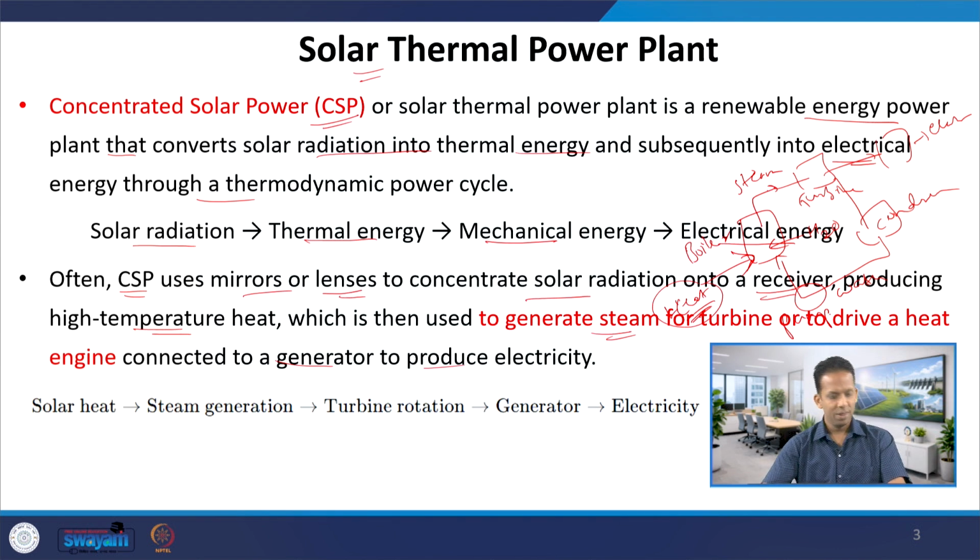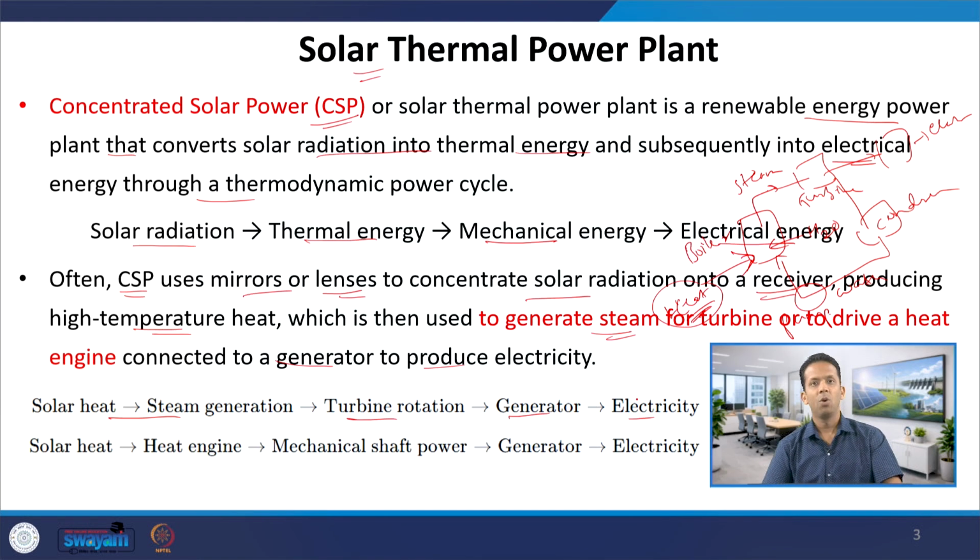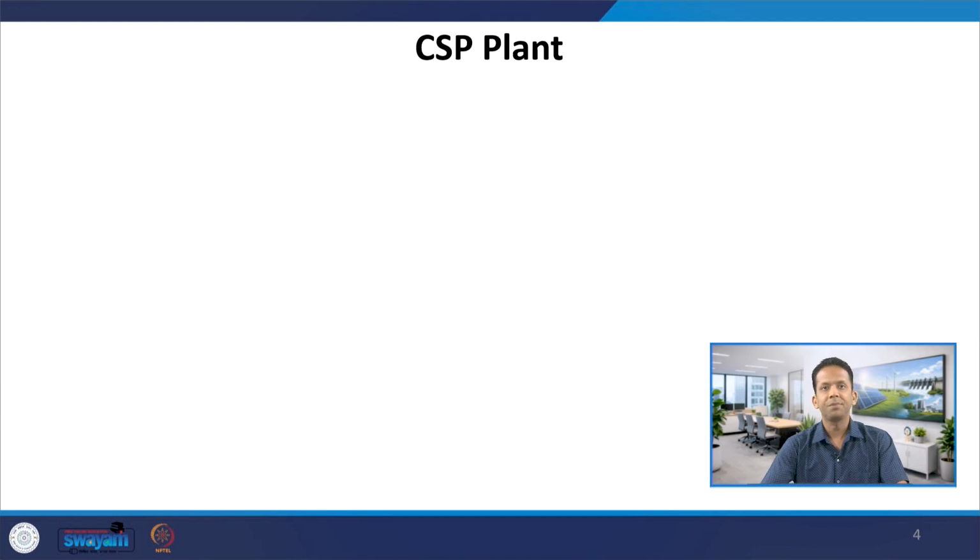So, there are two ways. One is solar heat is converted to steam, which is used for rotating the turbine, and the generator generates electricity, or it can be used to drive the heat engine, giving mechanical shaft power which generates electricity. Both are approaches by which concentrated solar power can generate power.